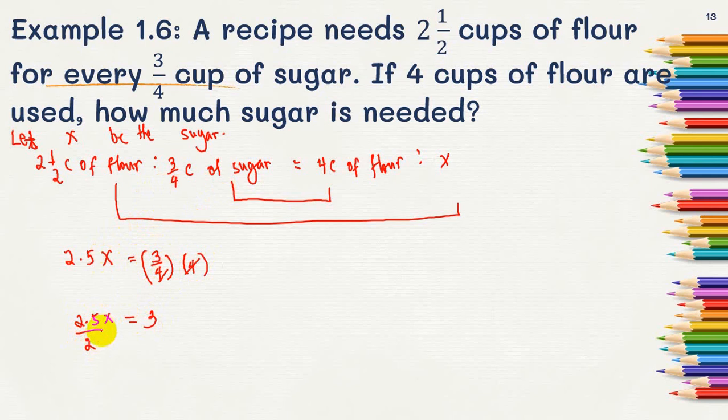Then divide both sides by 2.5. So what will be the answer? Okay, so it is 1.2. The value of x is 1.2, or you can actually convert this to a fraction. Okay, so it is 6/5 cups of sugar. Alright, so that will be our answer. First, represent. Second, make your equation. And then third, solve and finalize.